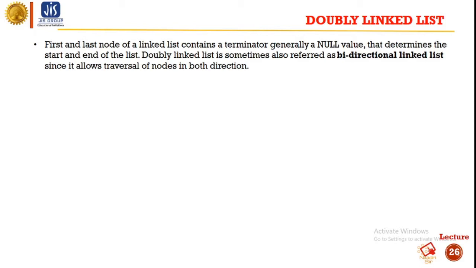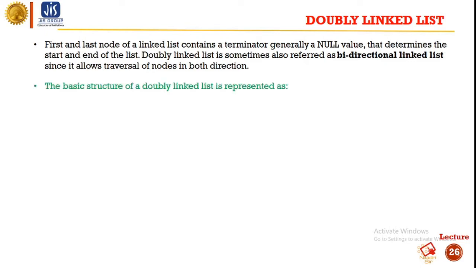A doubly linked list is sometimes also referred to as a bidirectional linked list, since it allows traversal of nodes in both directions. So we can start from the beginning or we can start from the end also.